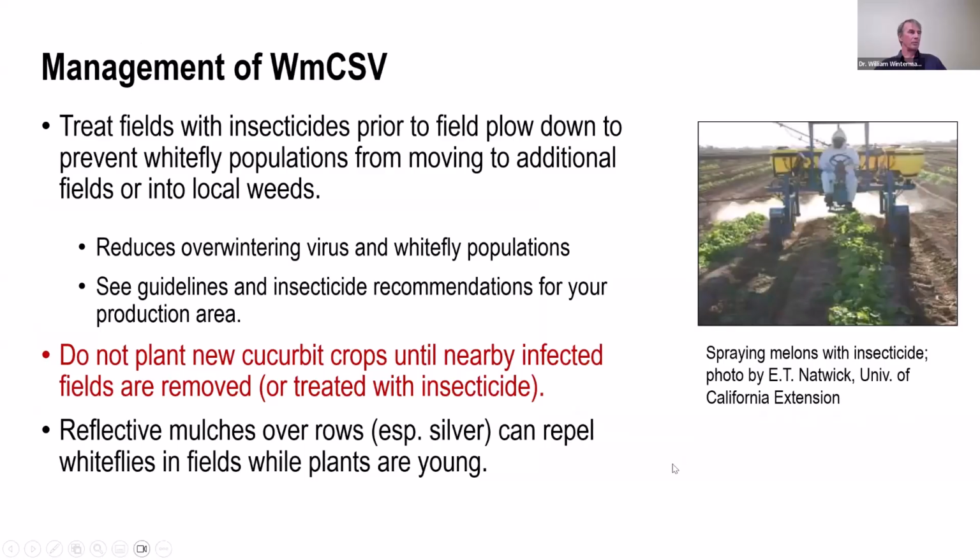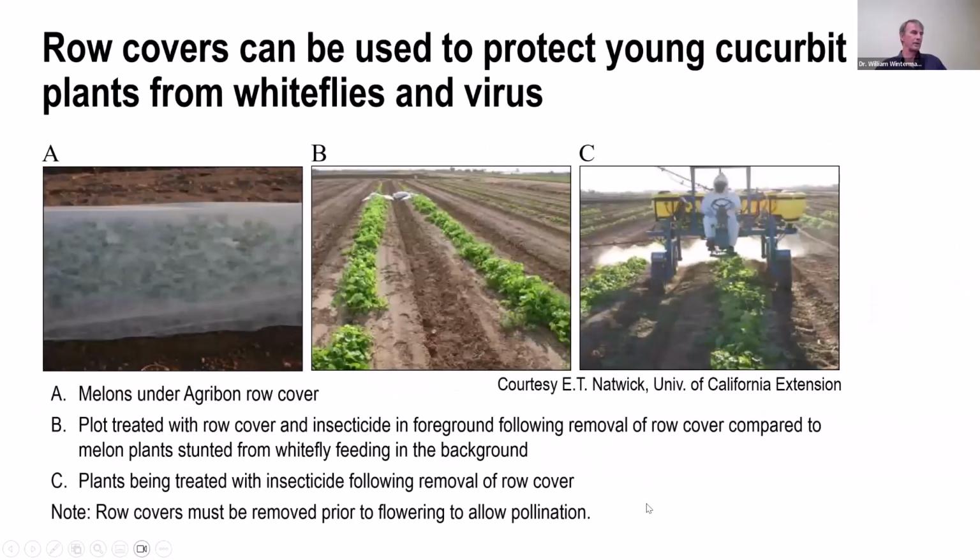Manage your plants before you plow down. Again, insecticide treatment of a field is critical. That keeps the whiteflies from moving into other fields and weed populations where they can overwinter. Coordinate with your neighbors if you can. Use reflective mulches, as has been mentioned many times. The white or silver reflective mulches repel the whiteflies very effectively when plants are young before they cover the rows.